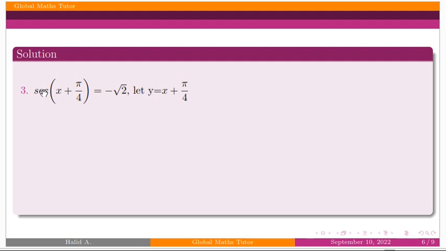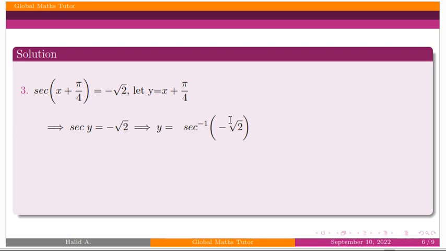The next question is sec of x plus pi over 4 equal to minus radical 2. Let y be this inner part, so y equal to x plus pi over 4. Then we can simply write this equation as sec of y equal to minus radical 2. It means find the value of y so that the sec value is minus radical 2. As we know, sec is the reciprocal function of cosine, so 1 over cos. So 1 over cos of this value means 1 over radical 2.